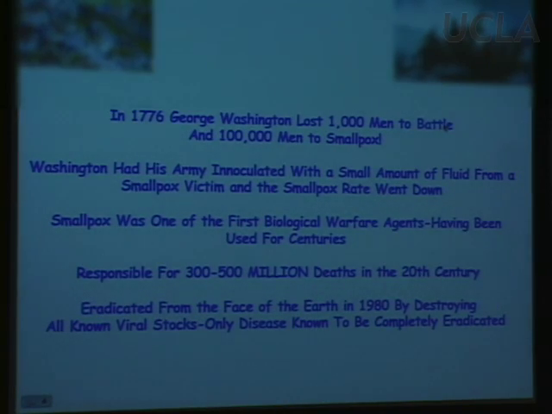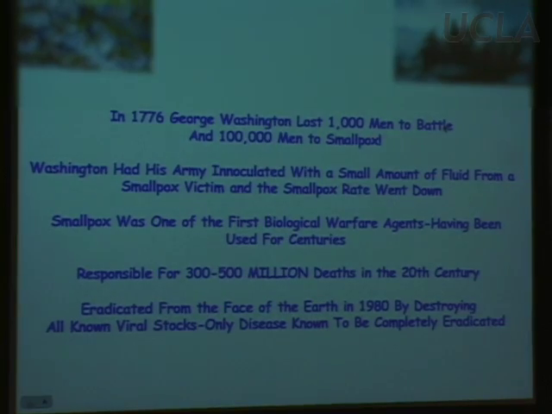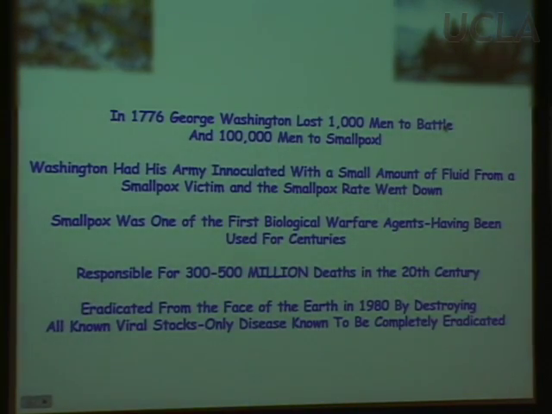In any case, let's go back a few hundred years. More people died in the Revolutionary War to smallpox than died because of the battle. And in fact, George Washington had all of his men inoculated by taking a little bit of fluid from victims of smallpox and inoculated people in his army to be able to essentially vaccinate them, that is, elicit an antibody response to the polio antigen in order to be able to protect his army.